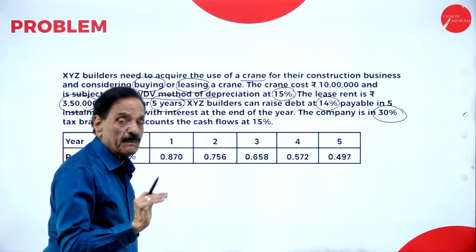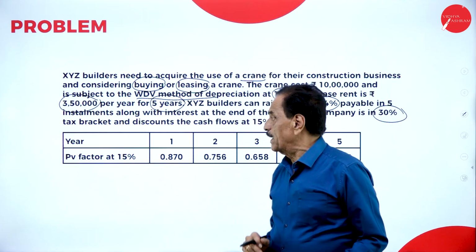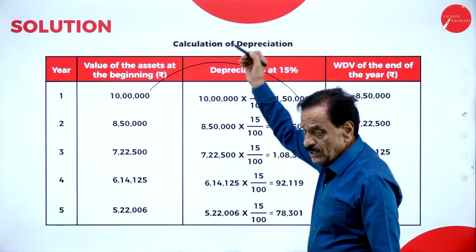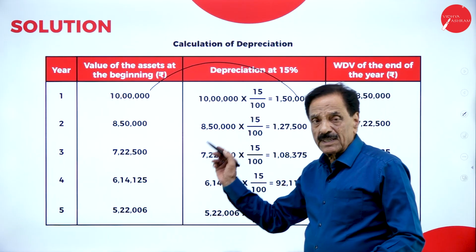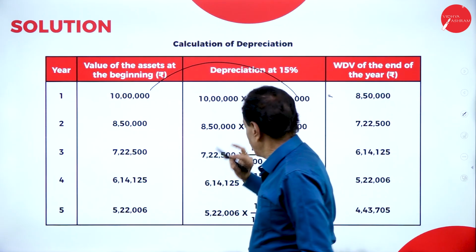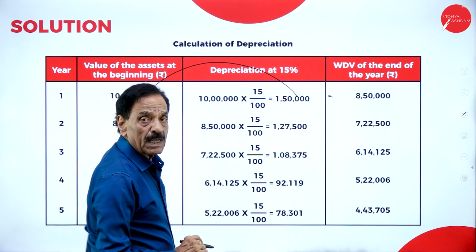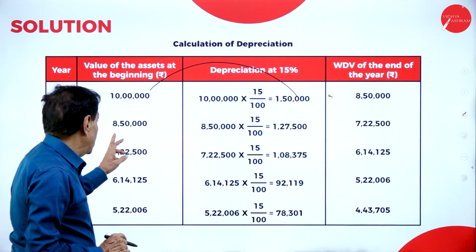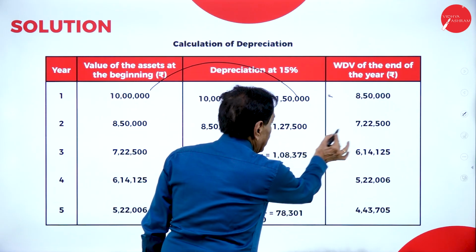Either we go for buying or we can go for leasing. We have to advise the company now. What are the first steps to do? First, we have to calculate the depreciation under the diminishing balance method. What is the cost of the asset? 10 lakh, 15% is 1,50,000. Deduct this, it becomes 8,50,000, and 15% of 8,50,000 is 1,27,500.